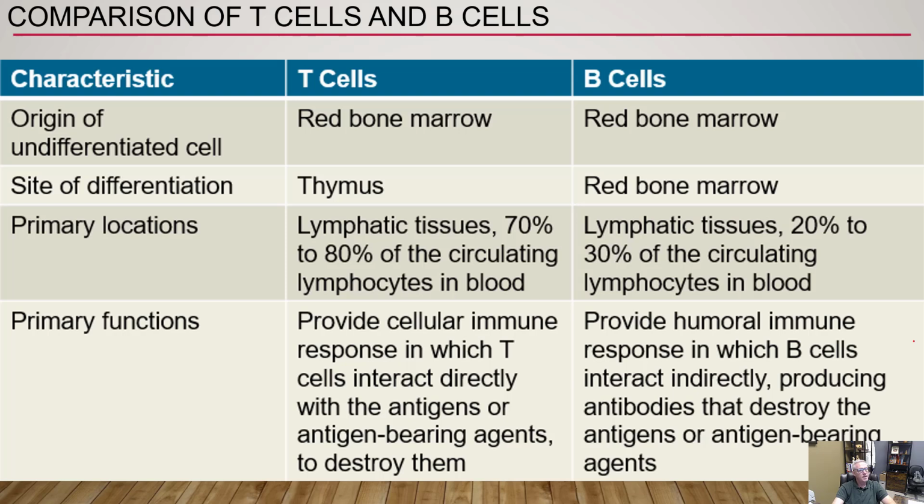All right, just a summary slide of what we talked about previously. One thing I will point out for the primary function of T cells, for cellular immune response, which I know we haven't talked about yet, T cells are going to interact directly with the antigens or the antigen-bearing agents to destroy them. So T cells attach directly to cells displaying those foreign antigens, and they're going to destroy those foreign antigens.